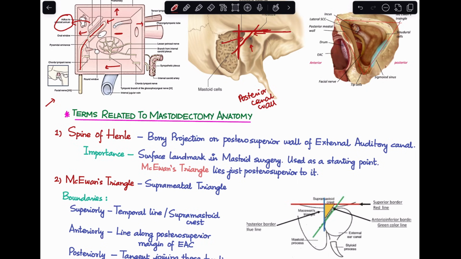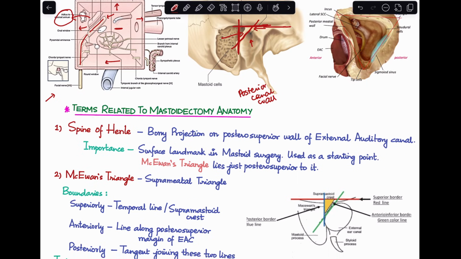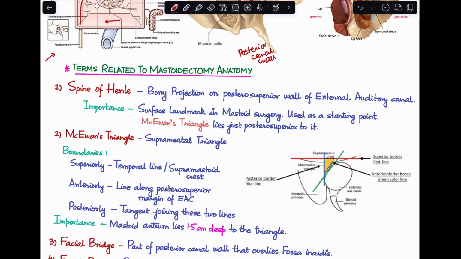The relationship of the mastoid antrum to this triangle is that the mastoid antrum lies about 1.5 centimeters deep to this triangle. So it is important to know both of these landmarks, the spine of Henle and McEwen's triangle, to know where you need to drill to reach the mastoid antrum. These are two very important anatomical structures you should know.